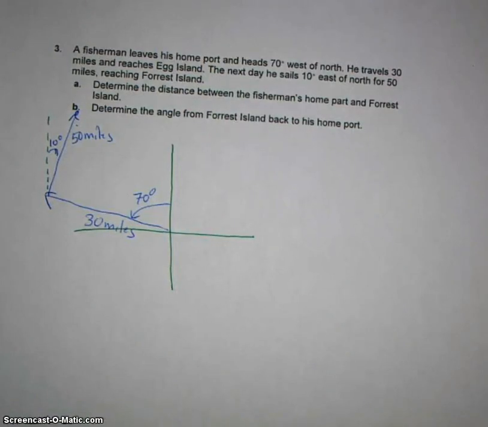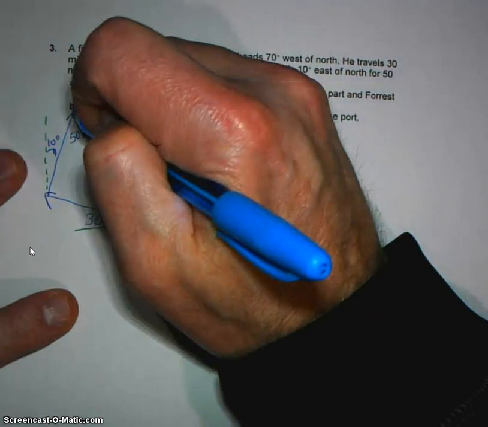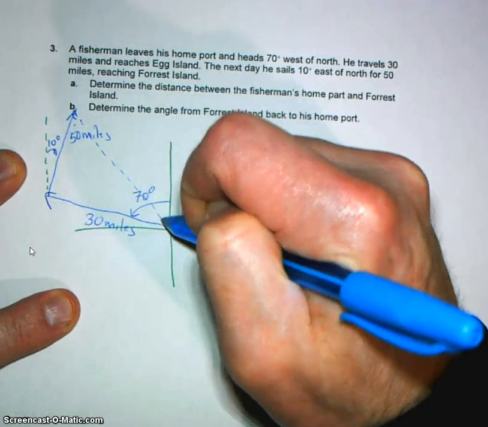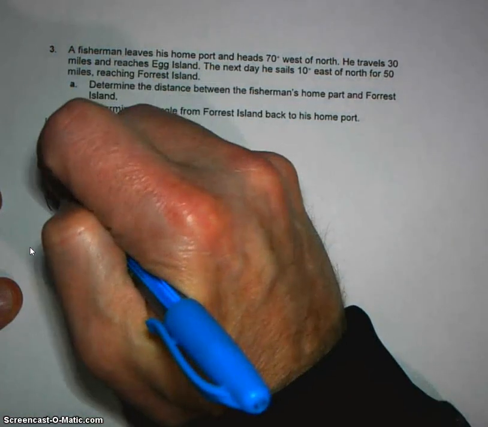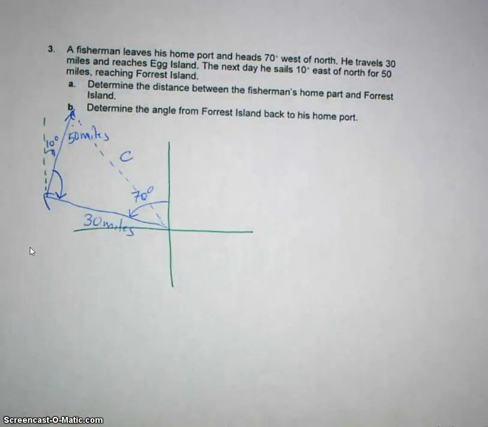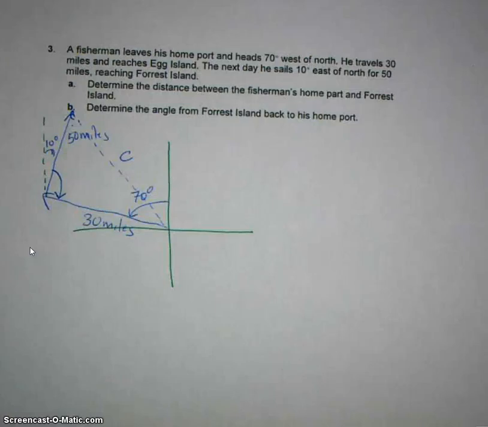And then determine the angle from Forest Island back to his home port. Okay, so it's looking for this distance. So I'm going to call that C, for lack of a better term. Let's see, what do we know? We know this angle inside of here. Do we know that? Maybe not. I was thinking it was 80 degrees, but it's not.